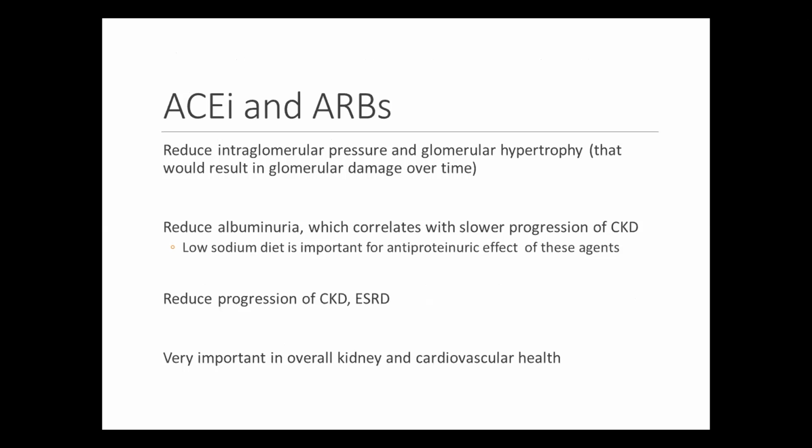ACEs and ARBs are very useful medications in kidney disease. They reduce intraglomerular pressure and glomerular hypertrophy that would result in damage over time. They reduce albuminuria, which is correlated with slower progression of CKD. It's also necessary to have a low sodium diet when these medications are on board to further enhance the antiproteinuric effect of these agents. So overall, they reduce the progression of chronic kidney disease and end-stage renal disease, and they're very important in kidney and cardiovascular health.